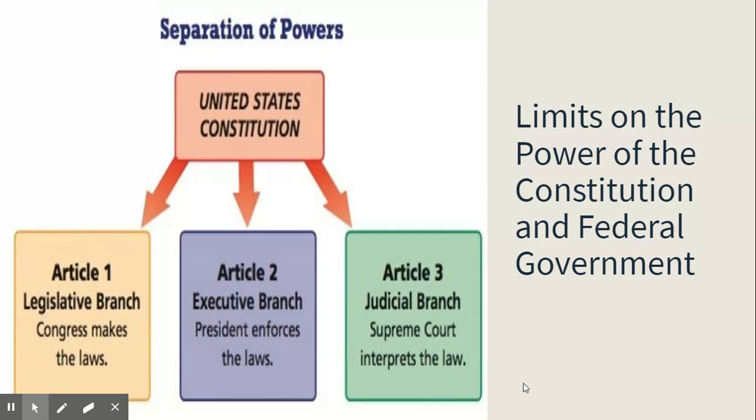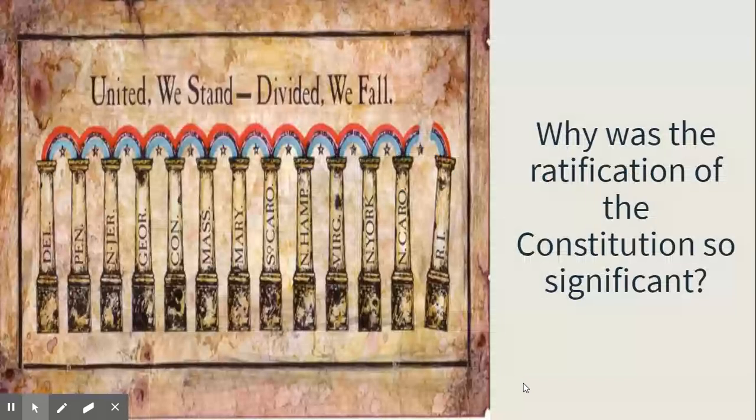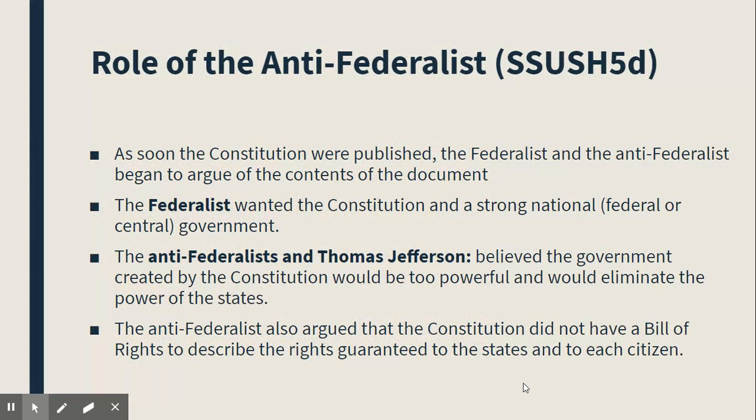What were the political beliefs of the Anti-Federalists? Anti-Federalists and Thomas Jefferson believed that the government created by the Constitution would be too powerful and would eliminate the power of the states. Like with Great Britain, they believed that this national government would be too strong, too powerful, and it would take over the states.